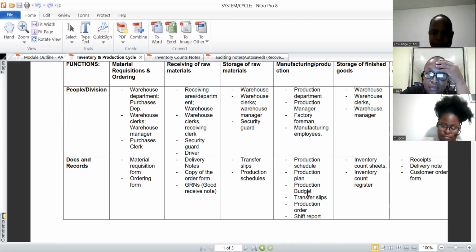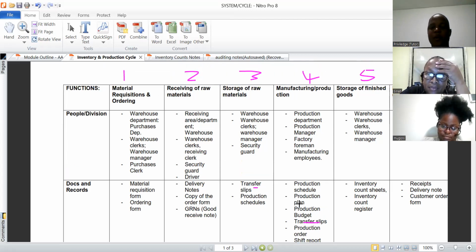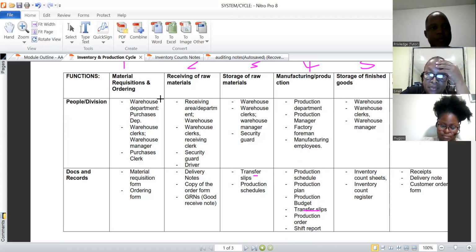Then we also see transfer slips used here. Why transfer slips in production? Because we need to account in production for how much of the raw materials we received from the warehouse and how much of that we used for production purposes. So they will definitely have a track record of such occurrences. Then there's production orders.